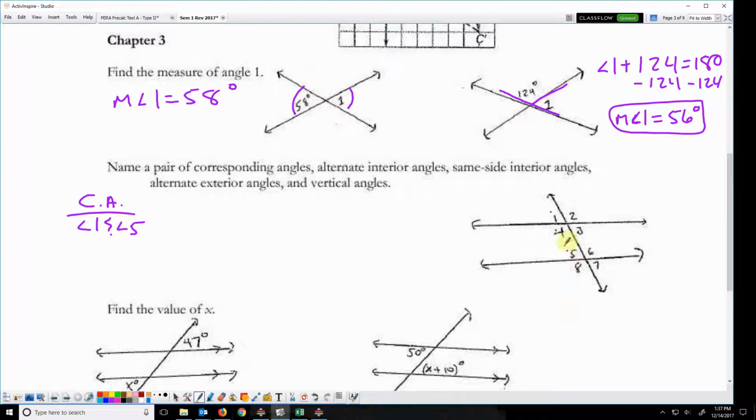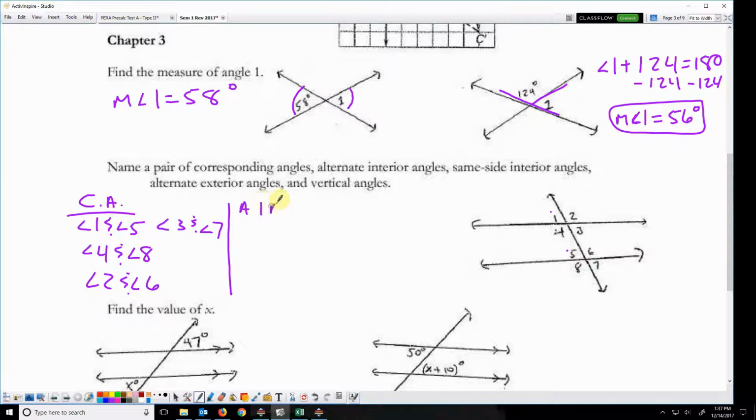Angles 4 and 8 are both bottom left. Angle 4 and angle 8. Top right are 2 and 6. Angle 2 and angle 6 are corresponding. And bottom right are 3 and 7. Angle 3 and angle 7.